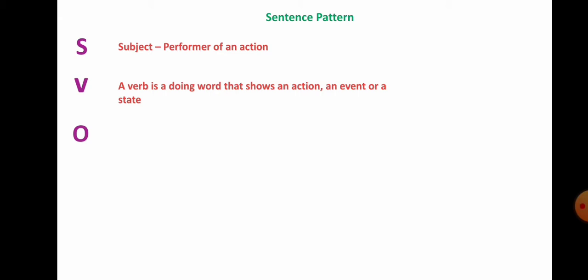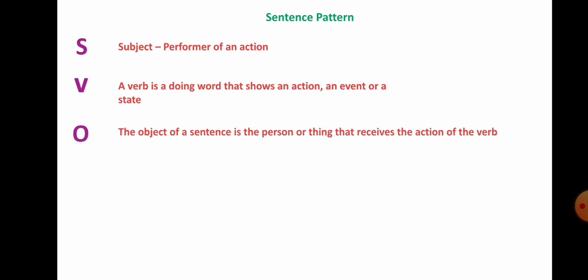The third element is object. The object of a sentence is the person or a thing that receives an action. For example, he writes a letter. He is a subject, one who does the action. And what is performed? Writing. He writes. Who is the receiver? A letter. So he writes a letter. Here he is a subject and writes is a verb and a letter is an object.